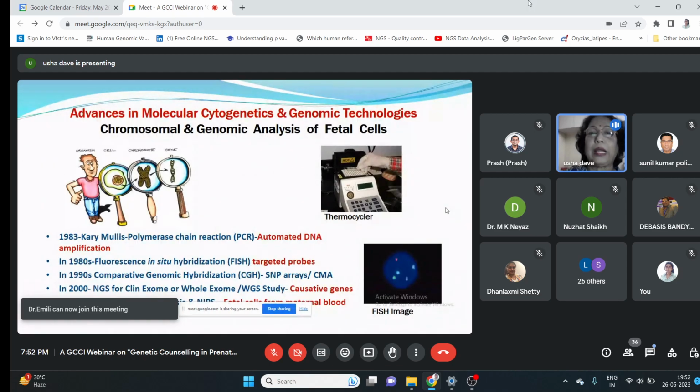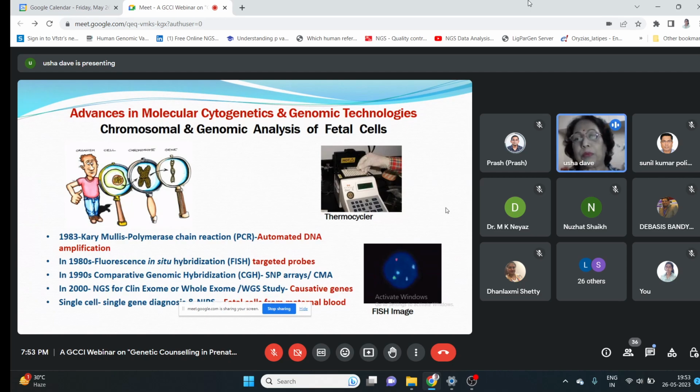Genome analysis of fetal cells became very crucial and important, so as to find out whether any defective gene mutation or any disease is going to occur in that baby. And as we know, from 83, with automated DNA amplification, the PCR reaction really made the breakthrough in genetic technology. In the 80s we saw FISH, in the 90s hybridization, and cytogenetic microarray came. In the last decade in India, or more so the last 5 years, with so many companies entering India, we saw the growth of clinical exome and whole exome sequencing, but we are still having problems and challenges, which we'll see through my talk and some case presentations.